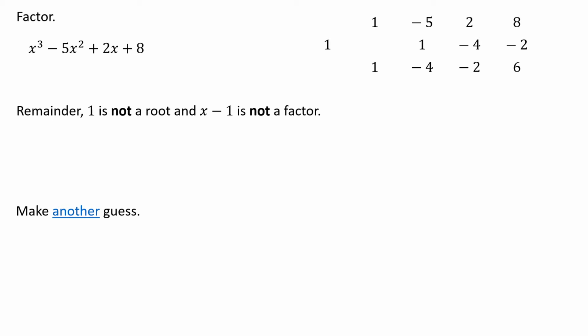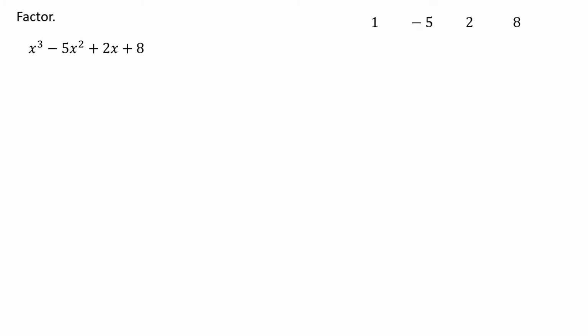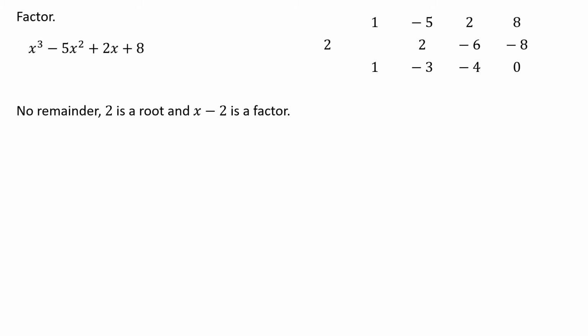So I'm going to try 2. All right? And again, I'm going to drop. So I drop the 1, multiply. 2 times 1 is 2. Add, negative 5 plus 2 is negative 3. Multiply, 2 times negative 3 is negative 6. Add, I get negative 4. Multiply, I get negative 8. Add, we get 0. Holy cow, there is no remainder. So 2 is a root, and therefore x minus 2 is a factor.